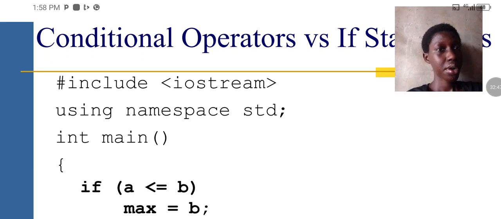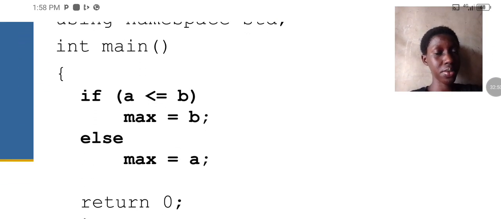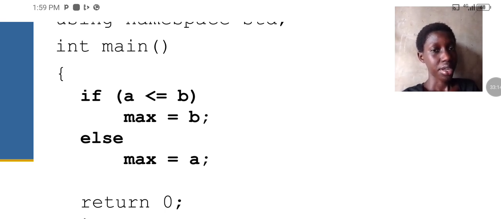So the conditional operators versus the if statement in a C++ program. That's where we use the if, the max, and the else. So if A is less than or equal to B, then max is equal to B. Else max is equal to A. So whatever value the user inputs, that's what you're going to get. You're telling the compiler that if the user inputs that A is less than B, then the display should be that max is equal to B. Else then max is equal to A.